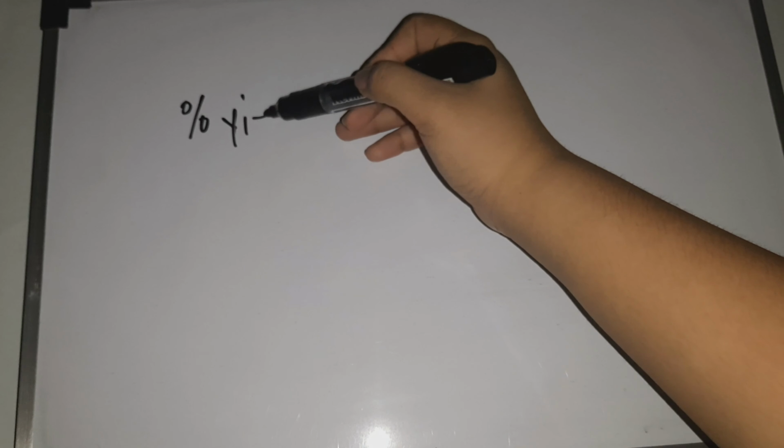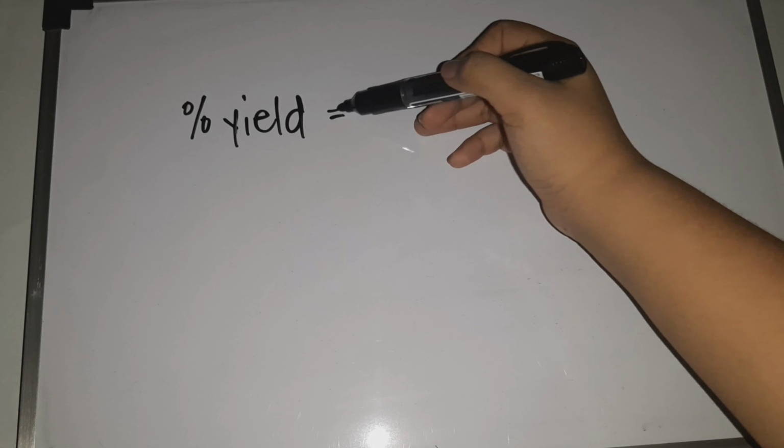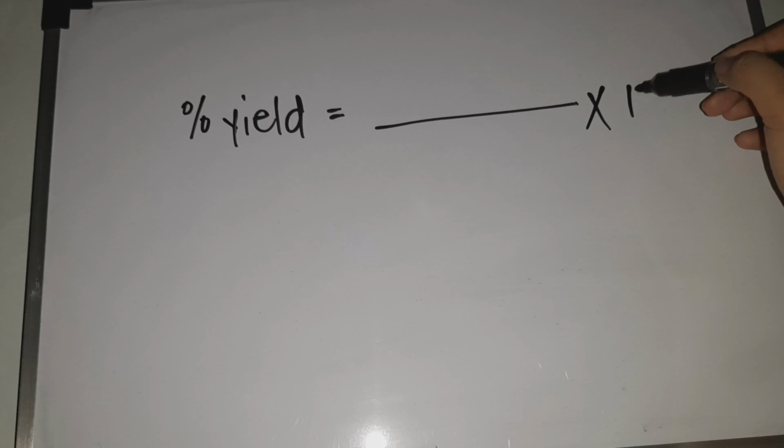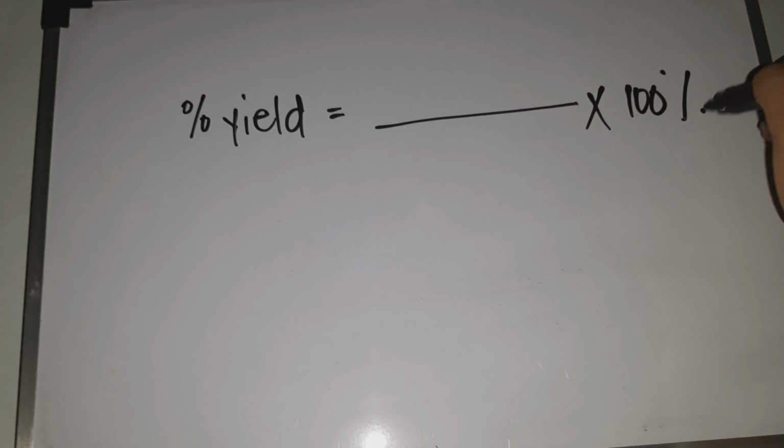Okay, so we are going to find the percentage yield. As you can see, our actual yield is in mole, so therefore we will be using the unit of mole. In finding the percentage yield, it is equal to the actual yield over the theoretical yield multiplied by 100%.